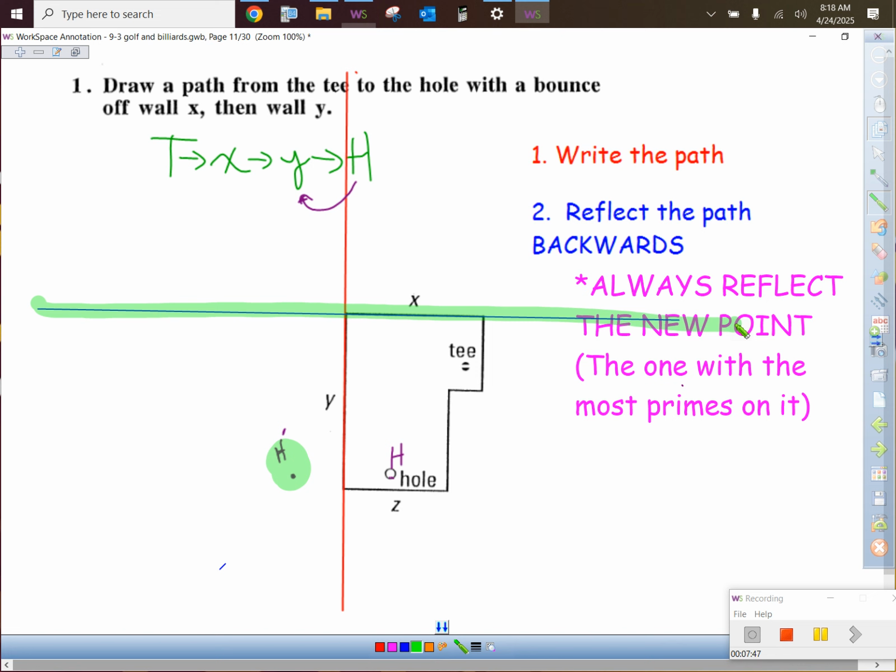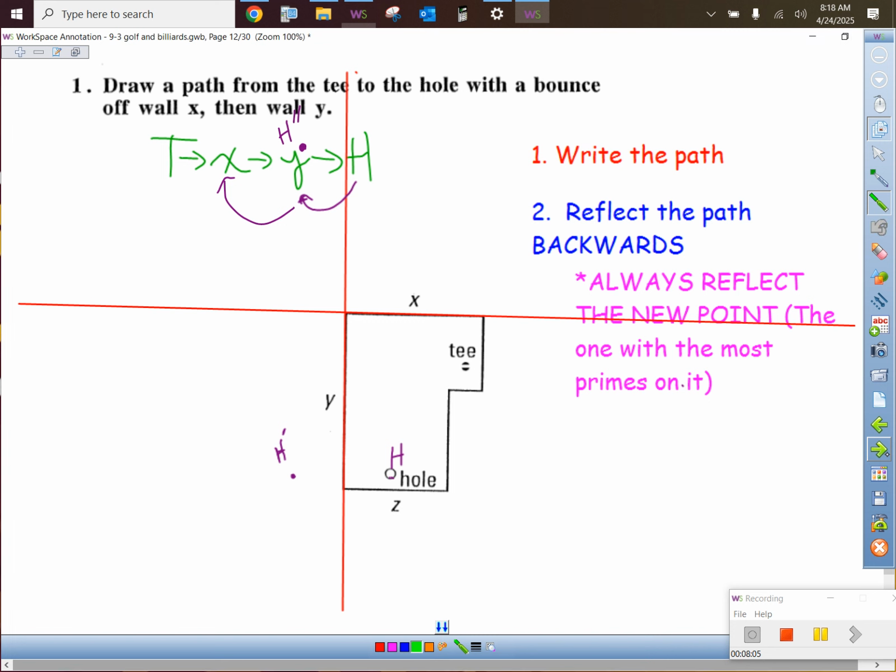But here's the weird thing. What do you call it, right? You can't call it H prime. H double prime is what it's actually called. You put 2 apostrophes, right? So instead of prime prime, we'll call it H double prime.